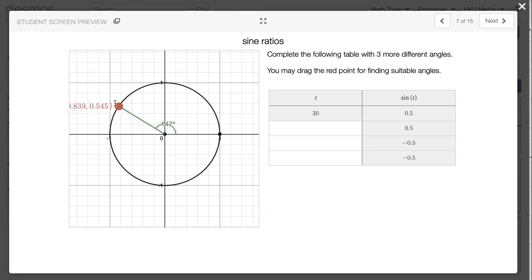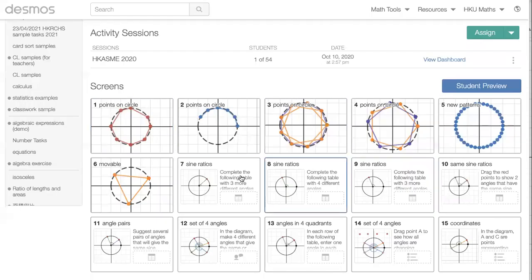Of course, somehow I hope that they will also have some estimation, knowing approximately where to find the value and then input the answer here. And in the Desmos platform, I can see the answer. So this is the way that I can collect the answer.